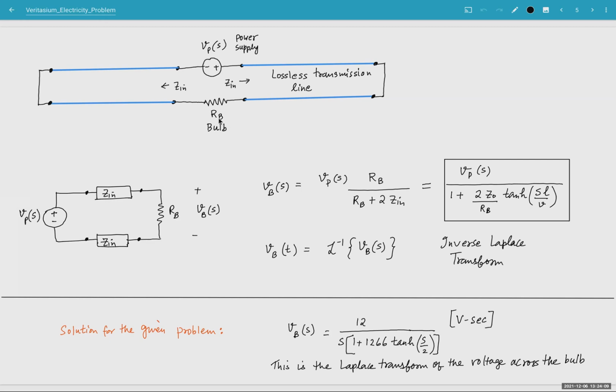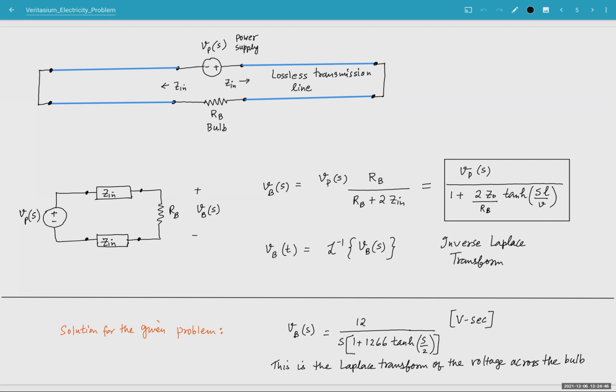R sub B is the resistance of the bulb. V sub P is the power supply. And the voltage at the bulb that appears is V sub B, and this is the Laplace transform. So that's the voltage at the bulb with the voltage divider relation, and this is the expression. So actually this is, I would say, an exact analytical solution for what the voltage at the bulb is, and then you can also calculate the current, which is simply V_B over R_B, and you can calculate the power dissipated.